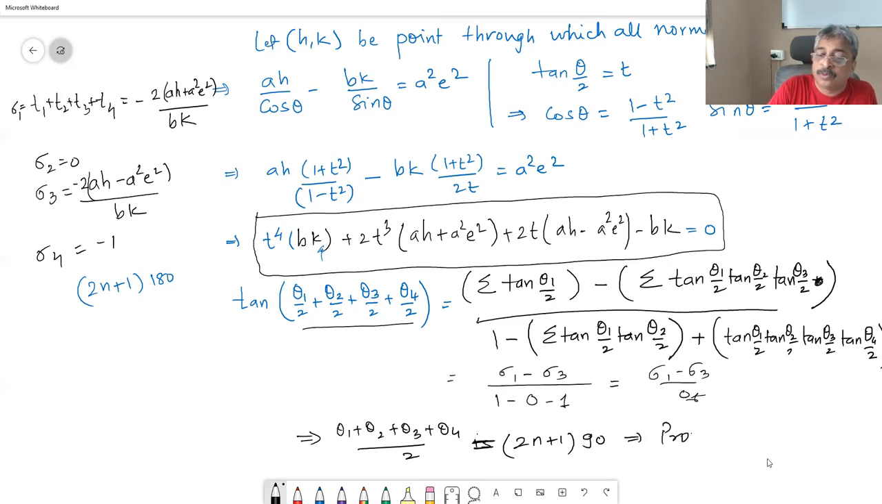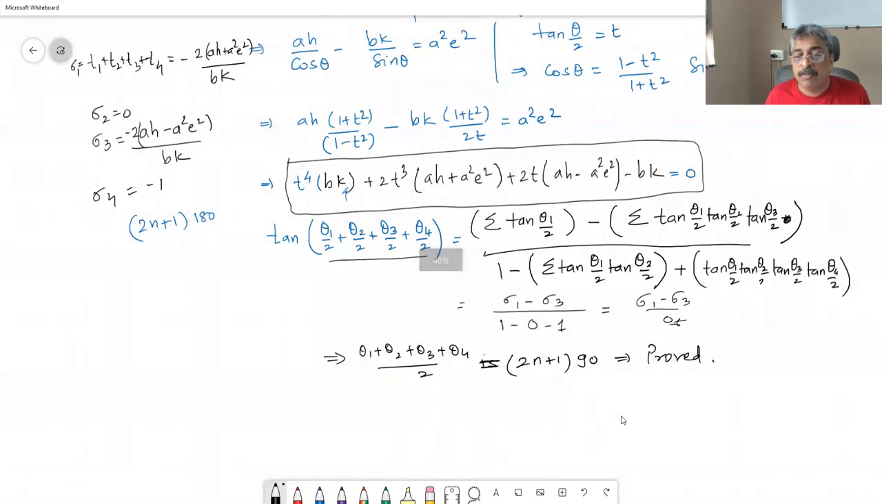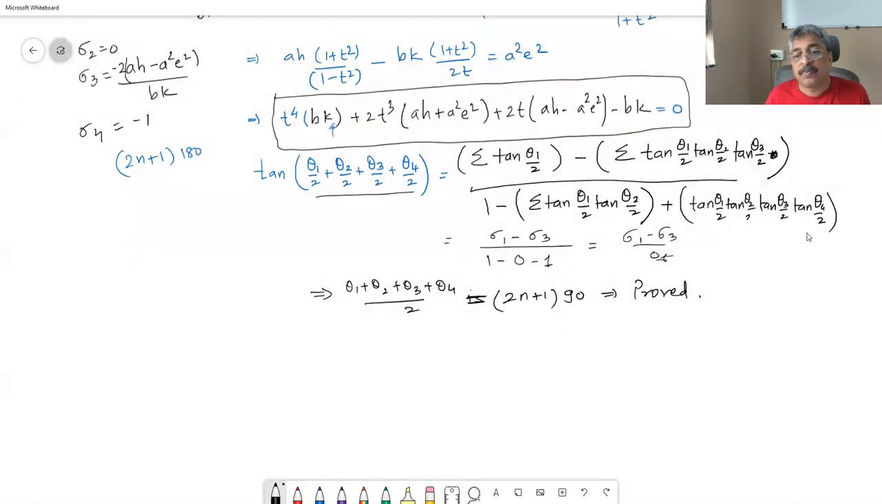Okay, so this is the proof that the sum of eccentric angles of conormal points is an odd multiple of 90.